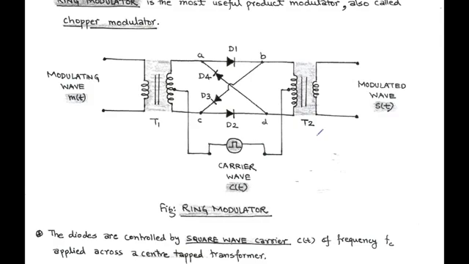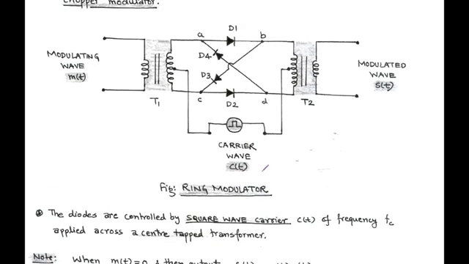The inputs of the ring modulator are the message signal m(t) and the carrier wave c(t). Here all the 4 diodes are controlled by a carrier wave. The carrier wave is a square wave. The frequency of the carrier wave is fc and it is applied across the center tap transformer. So we can say that the diodes are controlled by the carrier frequency of the square wave.